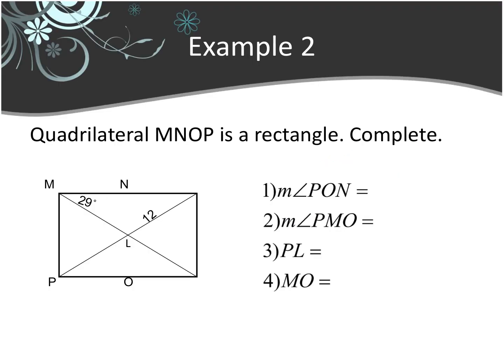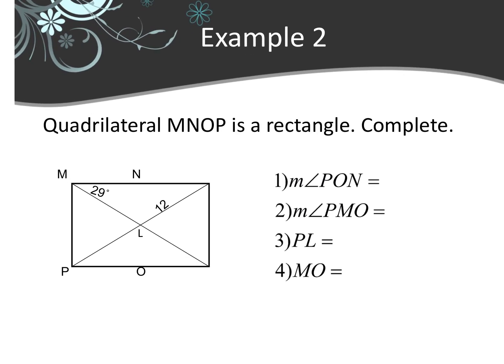Okay, number 2. Quadrilateral MNOP is a rectangle. Circle it. The measure of angle PON. Oh, guys, by the way, O is supposed to be over here. N is supposed to be over there. Did it not copy over for you guys as well? Sorry about that. Something happens whenever I print these from PowerPoint.